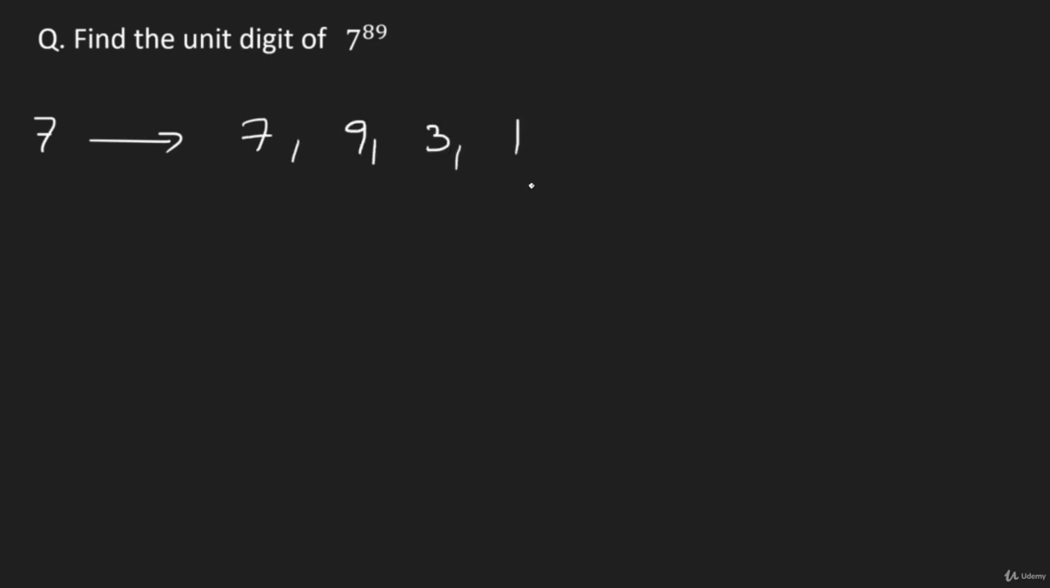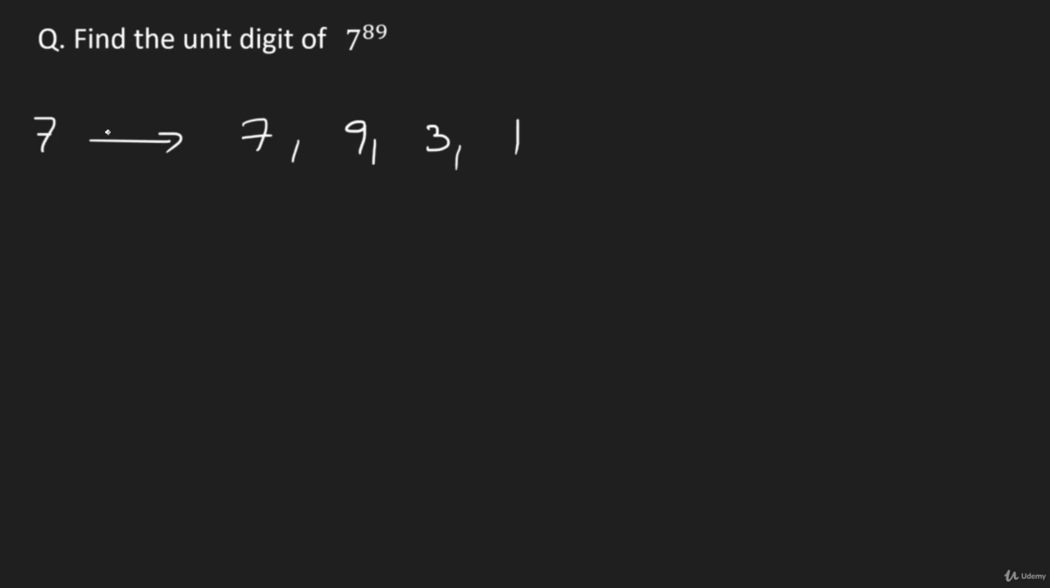And you don't need to learn this by heart, right? All you need to do is, it starts with 7 because 7 to the power 1 is 7. And then 7 multiplied with 7 is 49, so you just write 9 over here, that's the unit digit. Then 9 into 7 gives 63, so you just write 3 over here because that's the unit digit, and 3 into 7 is 21, so you just write 1 over here, the unit digit. 1 into 7 is 7, so it's again starting to repeat and you stop over here, right?